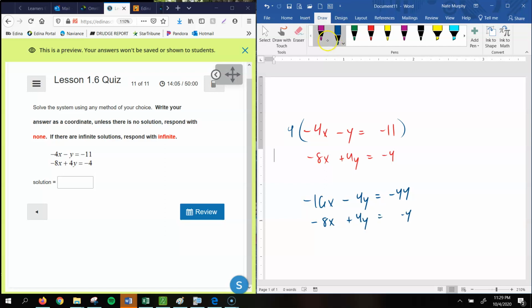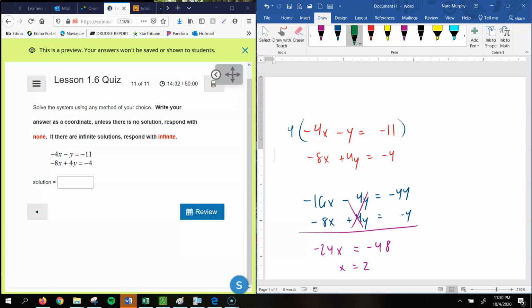And so when I add these, negative 16 and negative 8, when I add those together, that would be negative 24x. The y's are 0. And on the right, I would have negative 48. So if I divide both sides by negative 24, I'd get x equals positive 2. So now I'm going to put 2 into one of the equations. It does not matter which one we use. So I'm just going to use the second one just because we have a smaller value there for our answer.